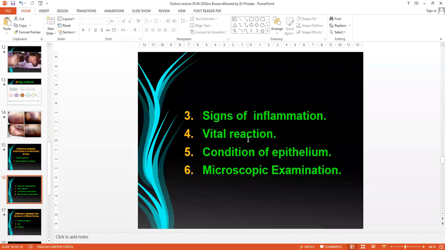Vital reaction, I talked about last time: we take a tissue piece and look under the microscope for any possibility of vital reaction, which is purely a sign of antemortem phenomena. Vital reaction means pain, swelling and the healing process. We see it in microscopic study in antemortem phenomena. After death, the tissue is dead, so vital reaction will be negative.